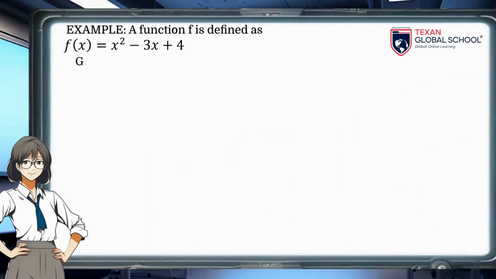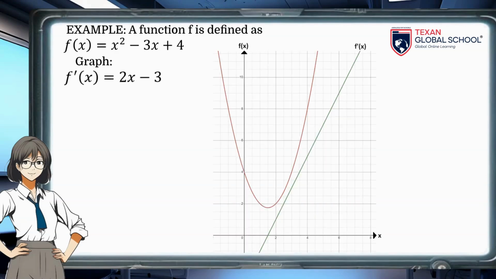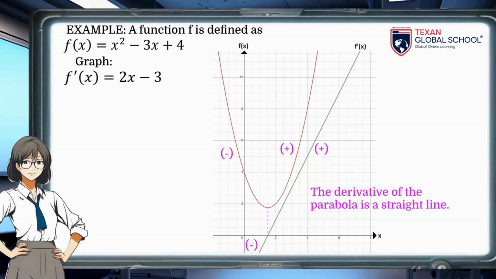Graphically, we can see that the original function, because it is quadratic, is a parabola, and its derivative is a straight line. If the slope of f of x is negative, then the graph of f prime of x will be below the x-axis. If the slope of f of x is positive, then the graph of f prime of x will be above the x-axis. All the relative extremes of f of x will become intersections with the x-axis of f prime of x. All inflection points of f of x will become relative extremes of f prime of x.